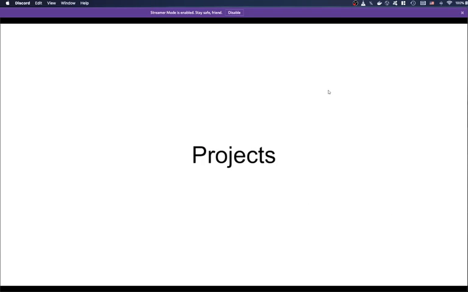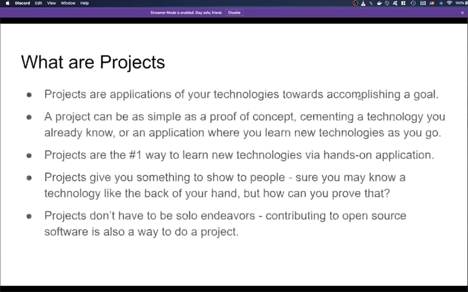So next, let's talk about projects. This is where things start getting fun. Projects are the applications of the technologies that you've learned towards accomplishing a goal.